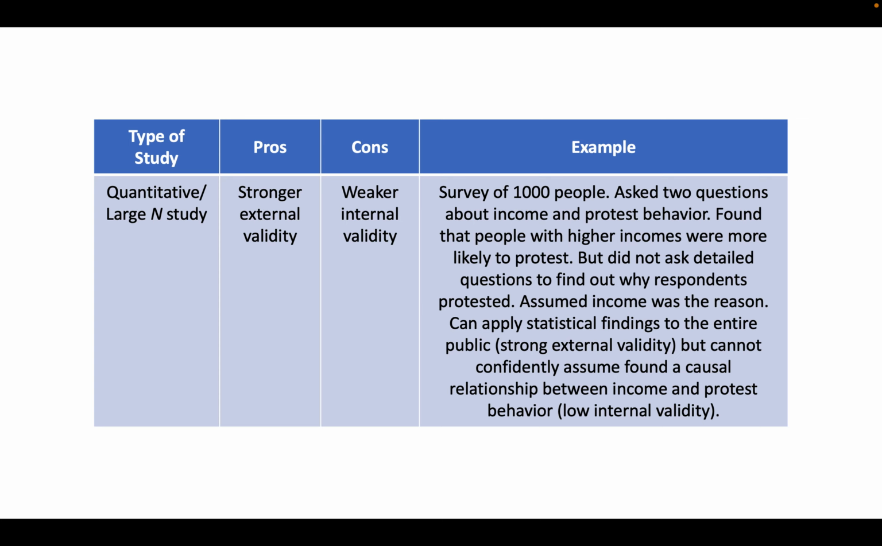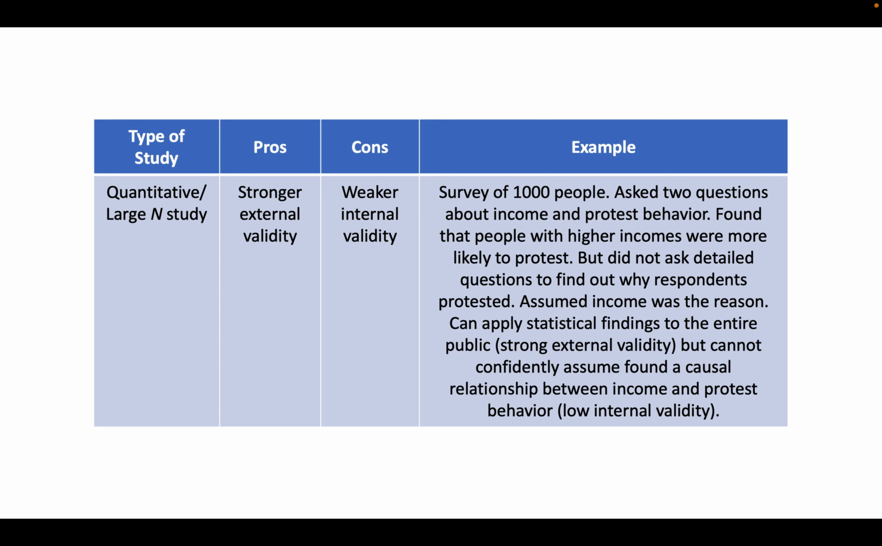So we have a survey of about 1,000 people in our example. Ask 2 questions about income and protest behavior, and we find that people with higher incomes were more likely to protest. But we did not probe or ask detailed questions to find out why the respondents protested. We assumed instead that under the control variable, income was the reason that people did not participate in protests.